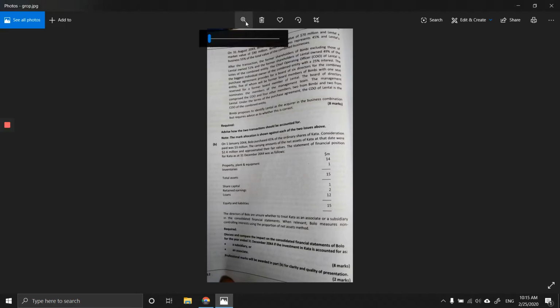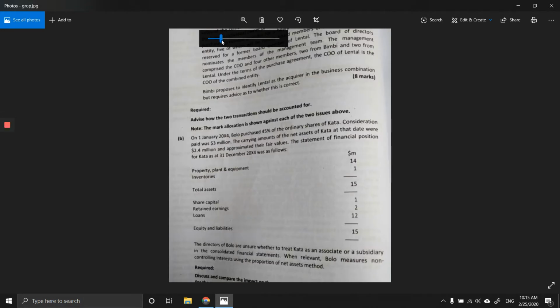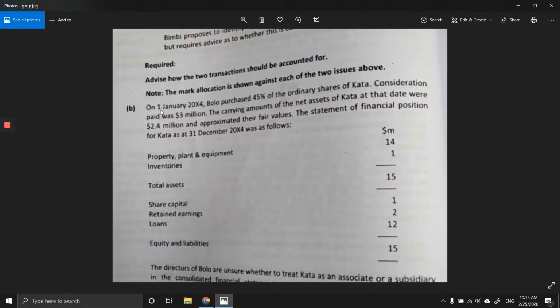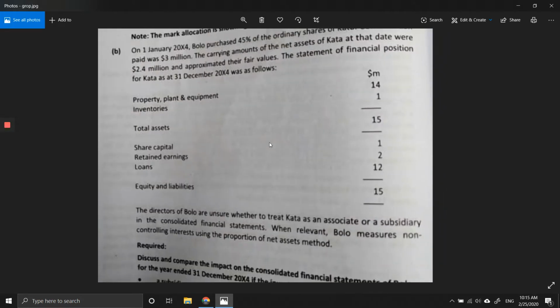The second part of the question says that on 1st Jan 20x4, Bolo acquired 45% of the ordinary shares of Kata. Consideration paid was 3 million. The carrying amount of the net assets of Kata at the date was 2.4 million, approximately their fair values. The statement of SOFP for Kata at 31st December 20x4 was this much.